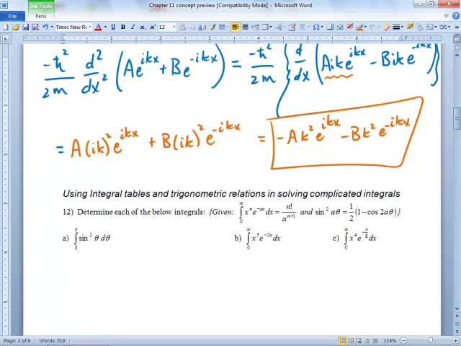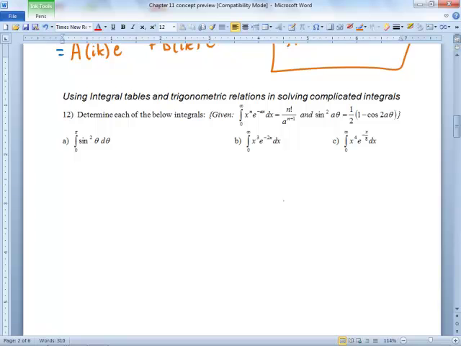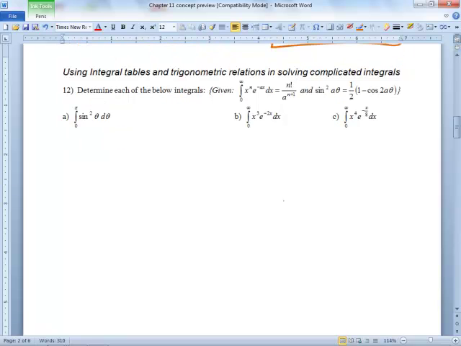Using integral tables and trig relations in solving complicated integrals. Okay, so if we ever see an integral of this form, we know what the answer is. Just use the formula. If you see this inside an integral, it's pretty hard to do. Substitute it with this. It'll be a lot easier to do the integral. Okay, let's do the first one.